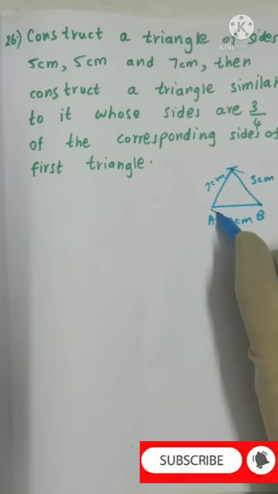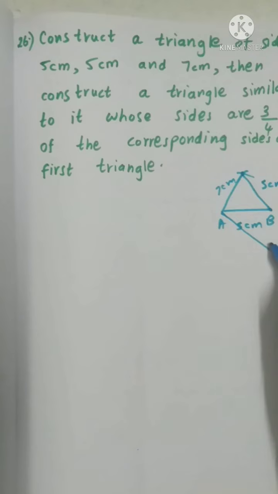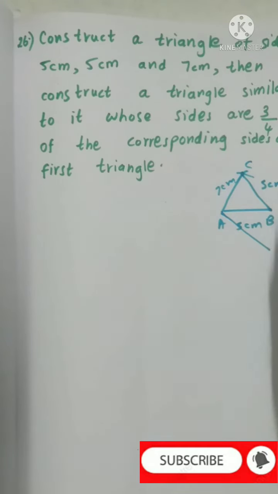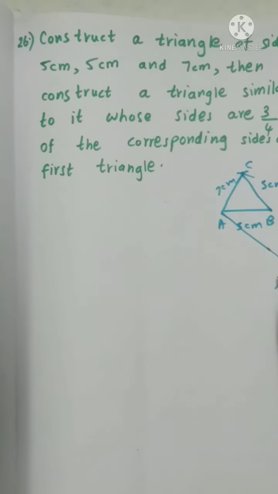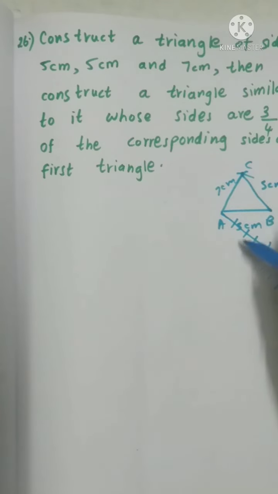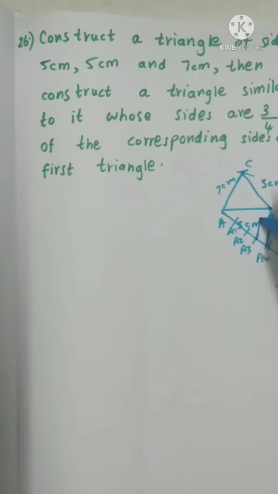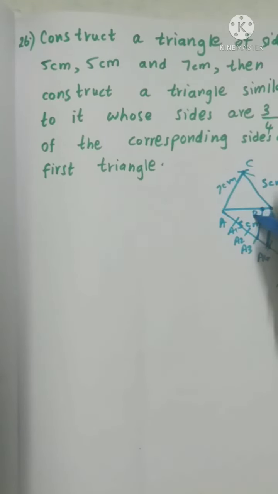How to construct a similar triangle? You have to draw a ray, that is BX. Then how many parts do you have to divide it into? 4 parts. So 1, 2, 3, 4. Let this be A1, let this be A2, let this be A3, let this be A4. Then we will be joining A4 and B. Since we have 3 parts here, we will draw a line parallel to A4B from A3 to AB such that it cuts at B dash.